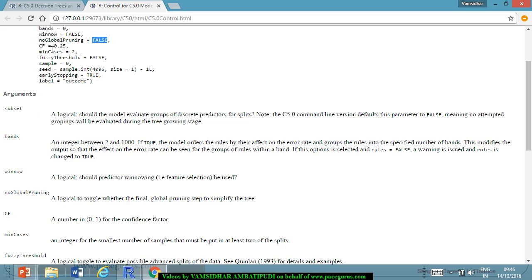Oh, no global pruning is false. So it is doing the pruning in the beginning by default. So if it should not do the pruning, I will set it to true. So by default, it will do the pruning.